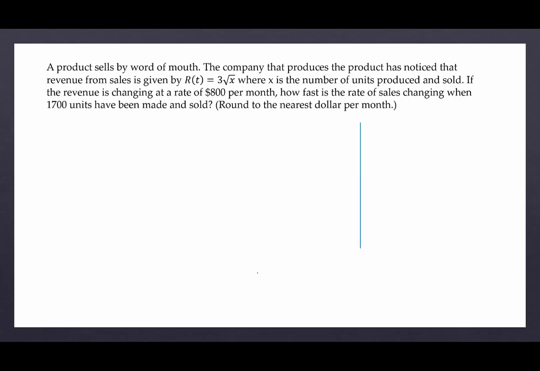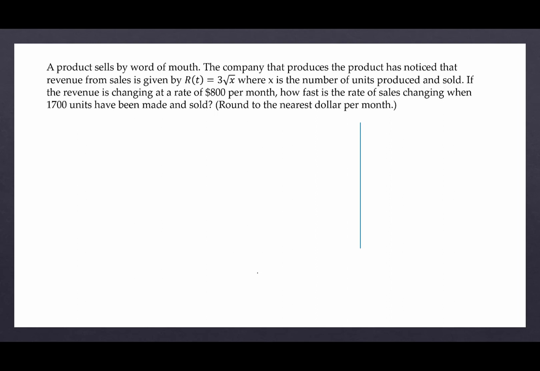Next, we have a product sells by word of mouth. The company that produces the product has noticed that revenue from sales is given by R of t equals 3 times the square root of x, where x is the number of units produced and sold. If the revenue is changing at a rate of $800 per month, how fast is the rate of sales changing when 1,700 units have been made and sold? When we're done, we're going to round the answer to the nearest dollar per month.